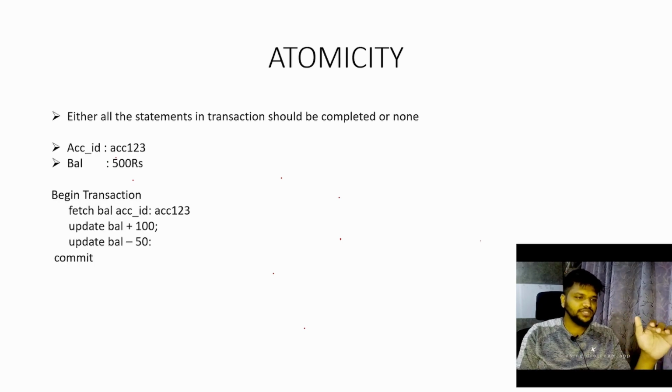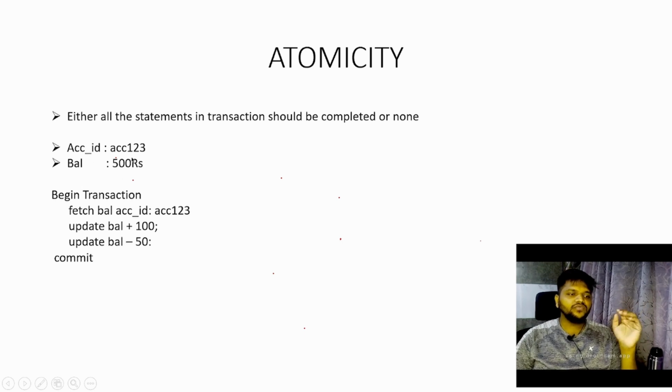Either all the instructions are completed or nothing is completed. Assume this is an account ID, ACC123, and there is a balance of 500 rupees in that account. This is how, let's say, a transaction is created. Just take it as a hypothetical example. You want to perform two operations: update balance by adding 100 rupees and deduct balance by 50 rupees. So there is this one transaction, and in this one transaction multiple instructions are there.